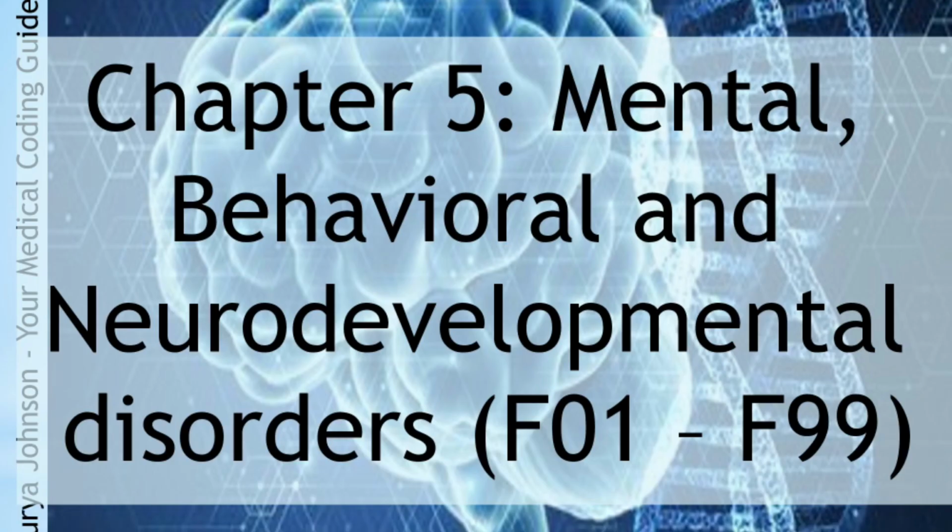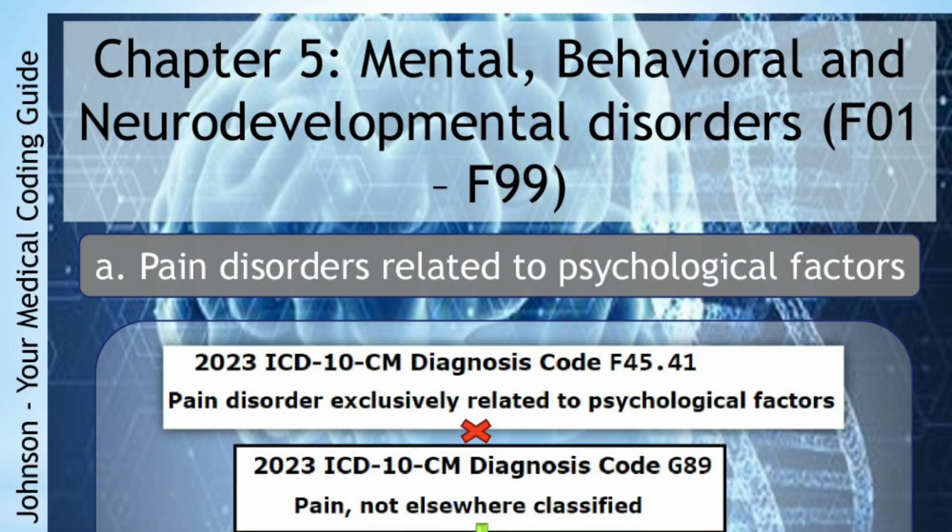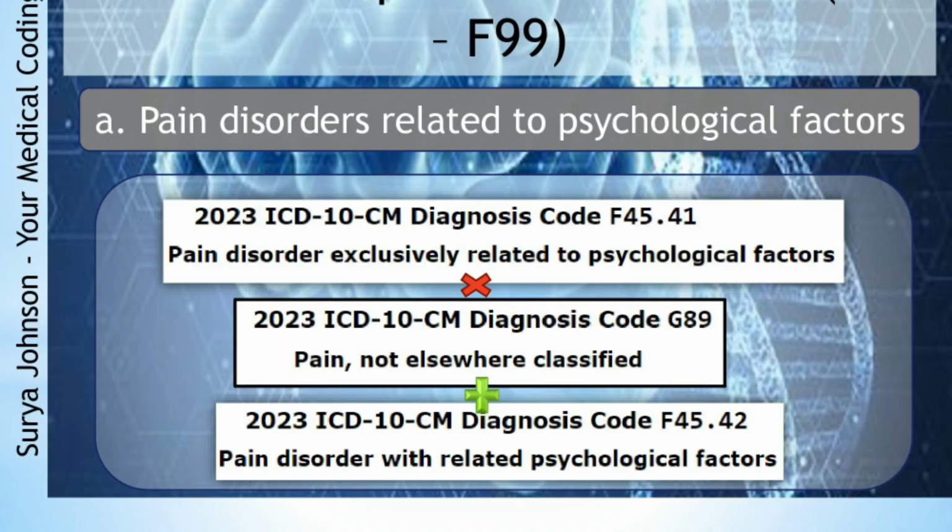In today's video, chapter 5, mental, behavioral and neurodevelopmental disorders, F01 to F99 series. Let's get straight to the chapter. The first one, A, pain disorders related to psychological factors. If the patient has a pain that's exclusively related to the psychological disorder, we will be assigning F45.41. What is F45.41? It is chronic pain disorder with somatic and psychological factors.